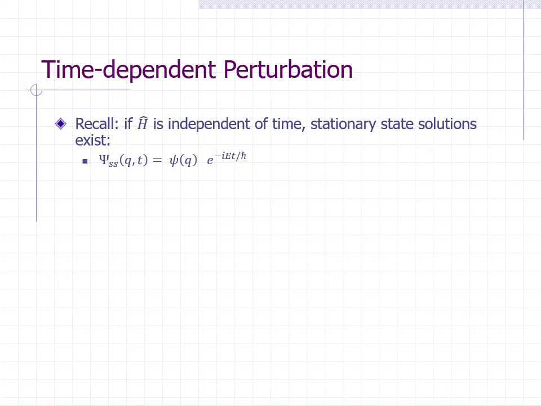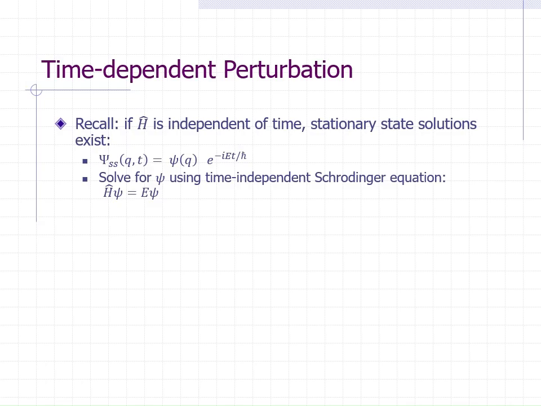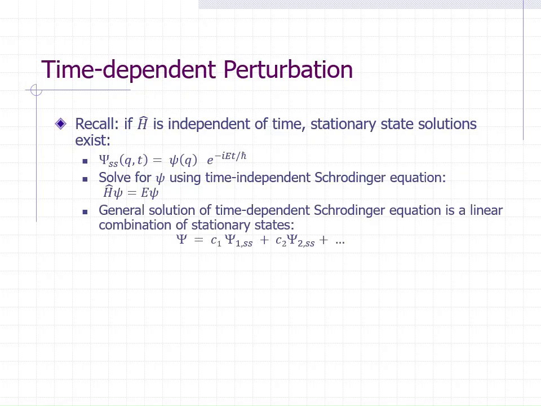Stationary states have well-defined energy E. We solve for lowercase psi by solving the time-independent Schrödinger equation, H hat acting on lowercase psi equals E times lowercase psi. The general solution to the time-dependent Schrödinger equation is then a linear combination of these stationary states. That is, the full wave function can be written as a sum of stationary states, each multiplied by a constant coefficient.